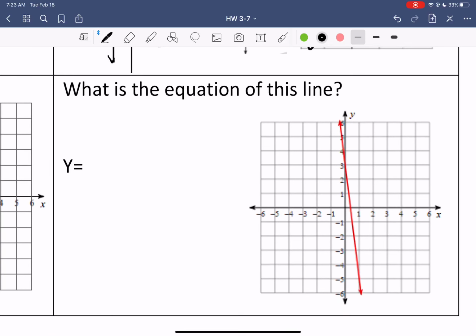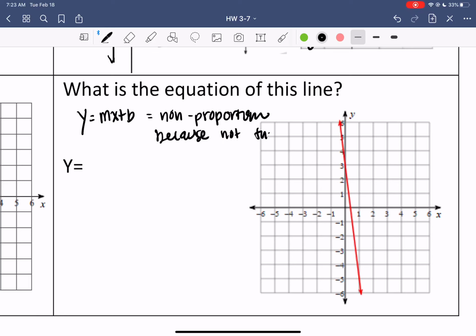What is the equation of this line? That means we have a linear equation, which is written in the form of y equals mx plus b. This is non-proportional because it doesn't go through the origin. Since it misses right here, we know that it's non-proportional.